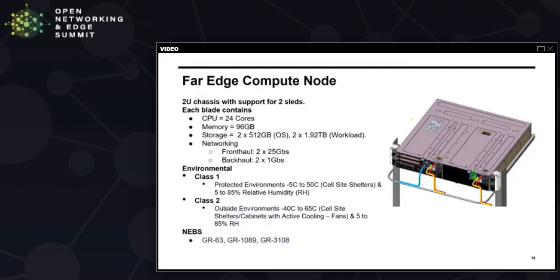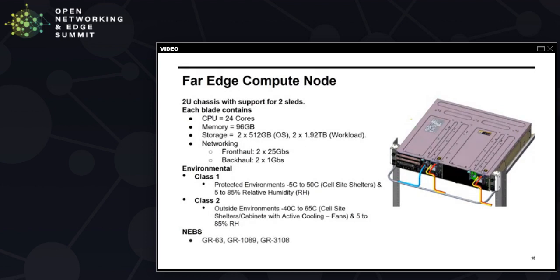The next component is the far edge compute node or worker node. We were not able to locate COTS platforms that could function in a Class 2 environment and still comply with our NEBS requirements. To meet these requirements, we had to work with our hardware suppliers to develop new server platforms.